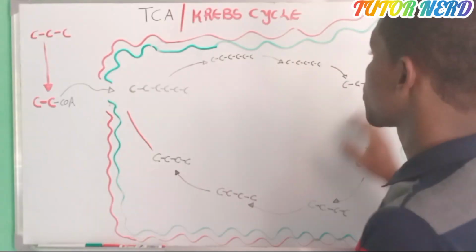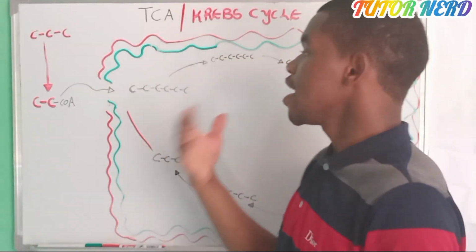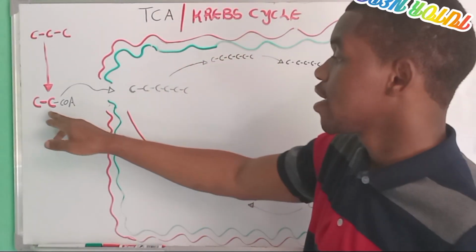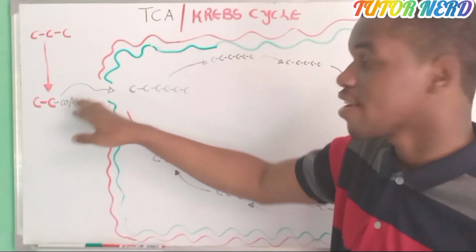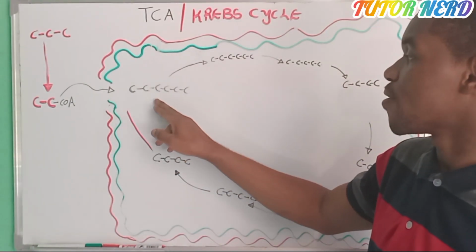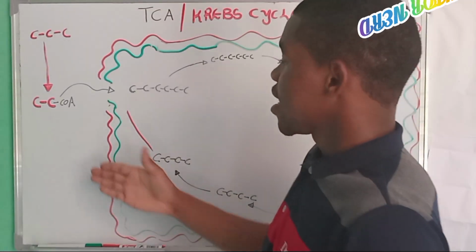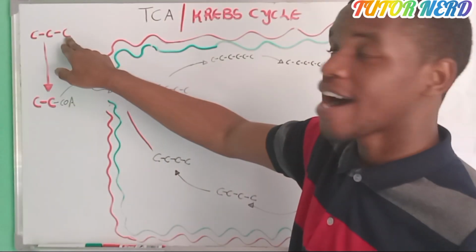So this diagram that we are seeing here is just representing a mitochondrion of a cell. This process starts with an acetyl group, or acetyl CoA. It is acetyl CoA that will enter the Krebs cycle and restart the cycle. Acetyl CoA is actually derived from pyruvate.